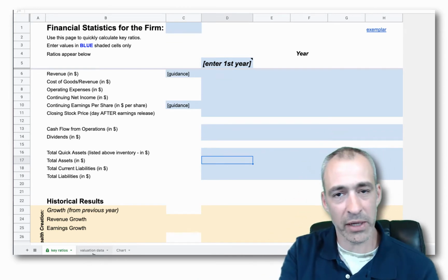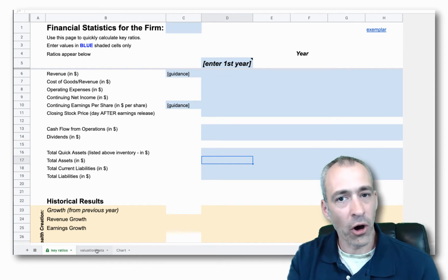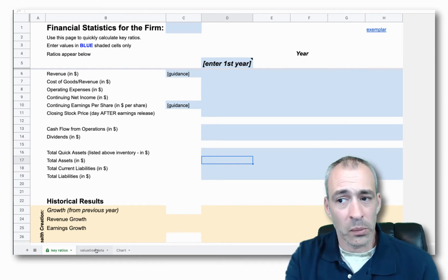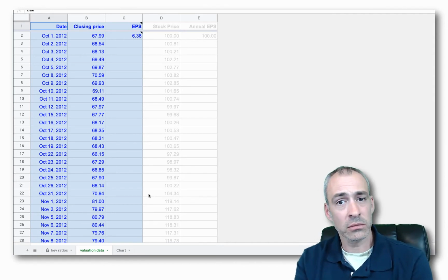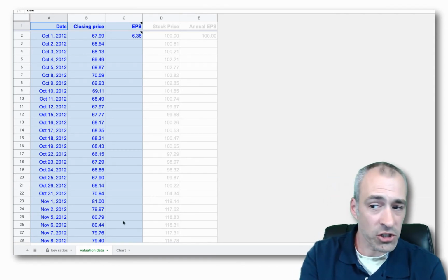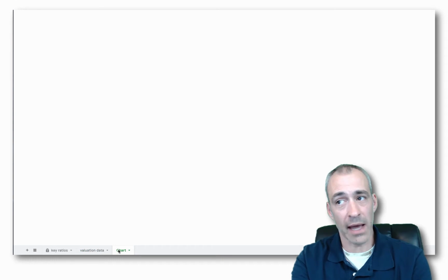And they're on these pages. You can choose to use them or not. I do. But here is the data page. And here is the chart that is produced from this data page.